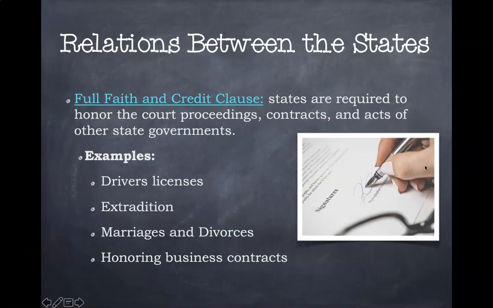Regulations between the states. First, we have the full faith and credit clause. This means that states are required to honor the court proceedings, contracts, and acts of other state governments. For example, if I get a driver's license in Alabama and I travel to California or Nevada for a vacation, they are supposed to honor the fact that I have a legal driver's license.